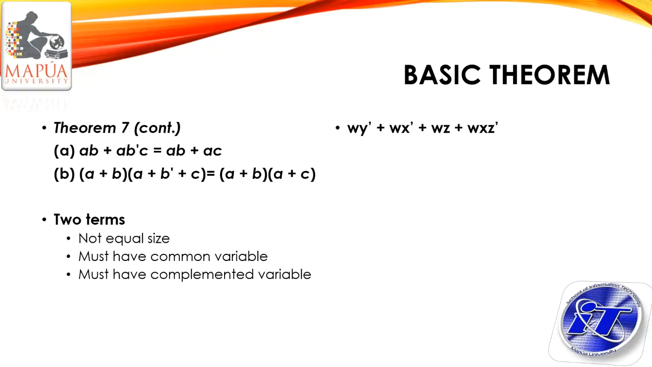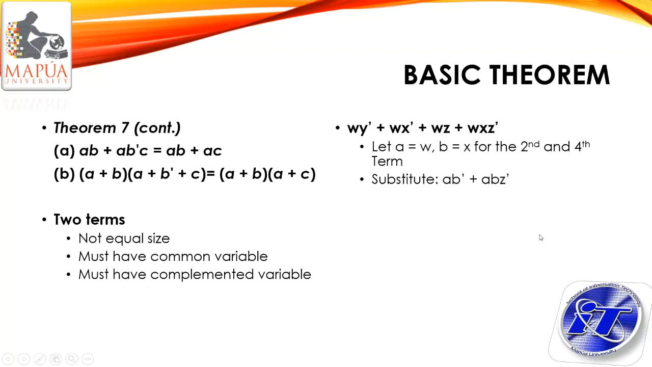Second and fourth now. Let A is equal to W, B is equal to X. So we have Wx naught plus Wxz naught. Substitute, we have AB naught plus ABZ naught. Is it the same as form A? Yes. So we could remove B on the bigger group. So we have AB naught plus AZ naught, or basically we have W, here it should be W X naught plus WZ. So that will be our answer.